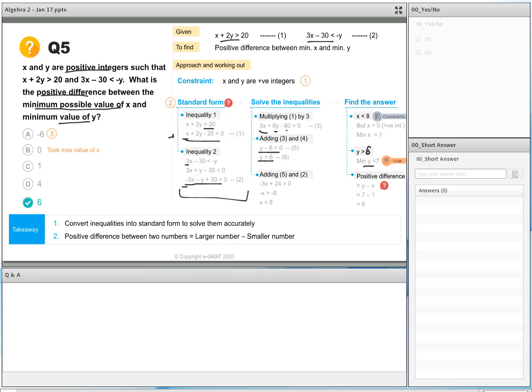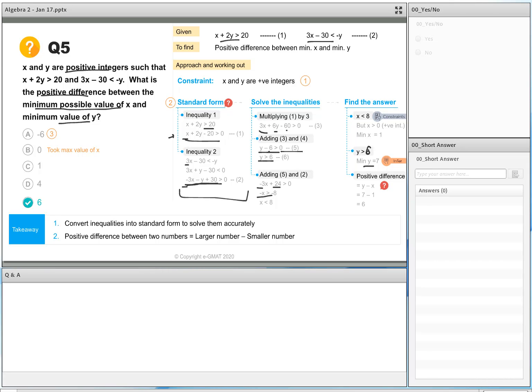Now when I add what I got over here with my second inequality, which is minus 3x minus y plus 30 is greater than 0, when I add that with minus y plus 6 is greater than 0, I can essentially see the y's getting cancelled out, right? So I'll do this. Once I do that, from 30, since I have a minus 6, I'll end up with a 24, and then I have a 3x. So minus 3x plus 24 is greater than 0, or minus x is greater than minus 8.